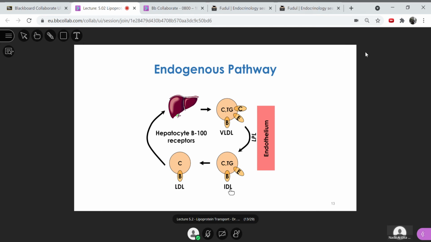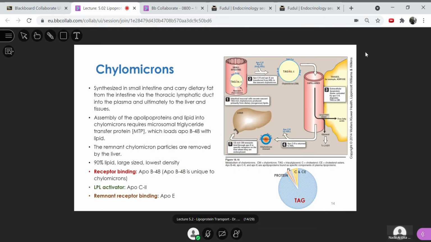So we will have the transition into IDL, intermediate density. It will become slightly more dense because we have lost some lipids, and then it will become LDL, even more dense because again we have lost quite a lot of triacylglycerol. So LDL has more cholesterol content than triacylglycerol. Again, whatever remains from IDL or LDL goes to the liver to have its contents utilized and processed.